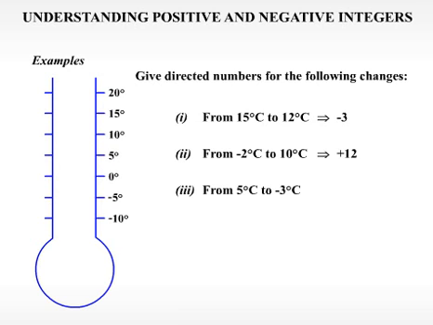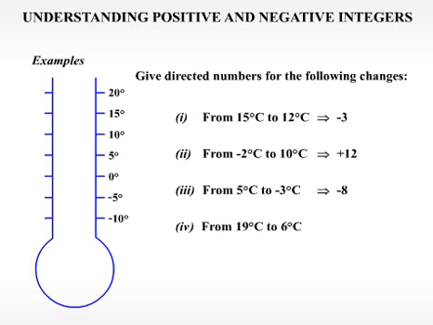Example 3, from 5 degrees down to minus 3 degrees. So there's 5 degrees to start from. We're going down to negative 3 degrees. So that's a drop of 8 degrees. And because it is a drop, we'll write that down as minus 8.